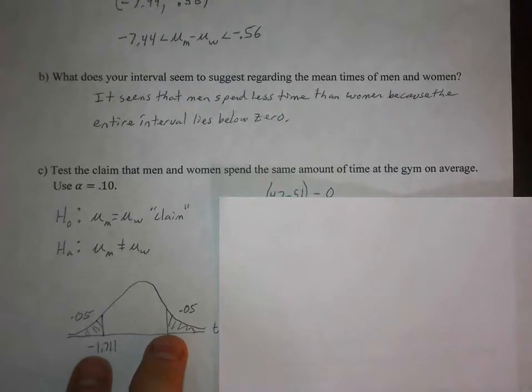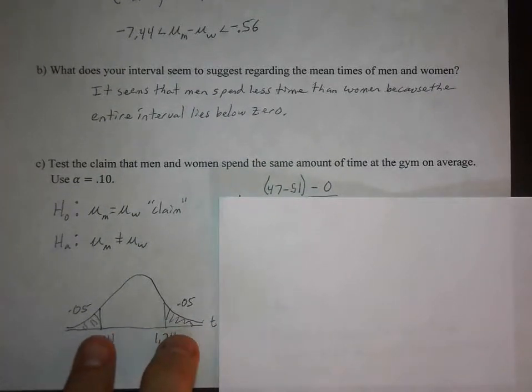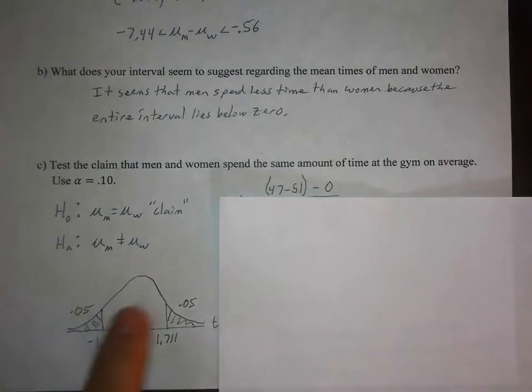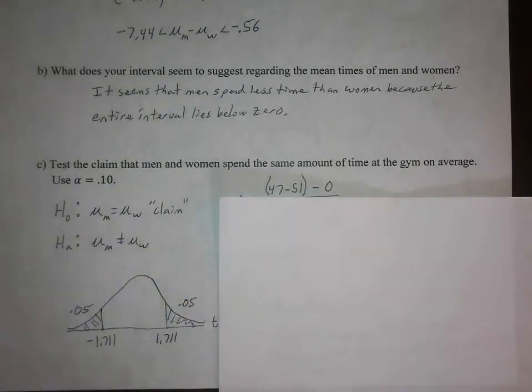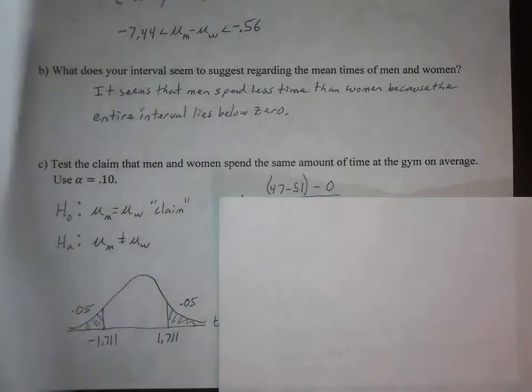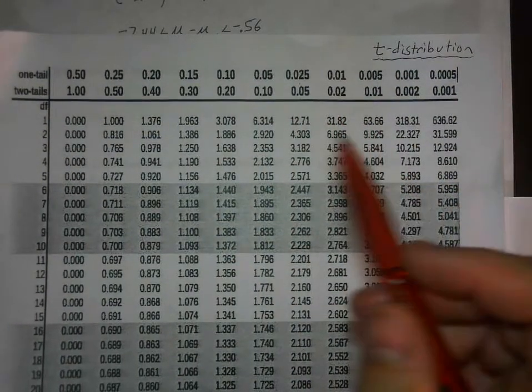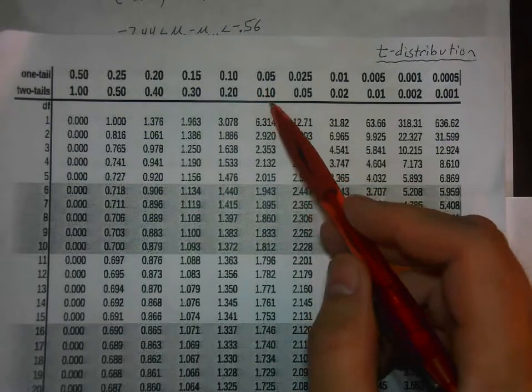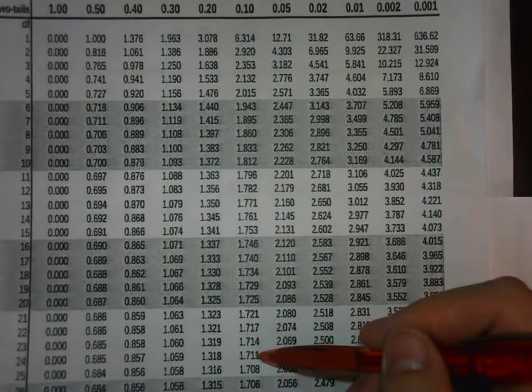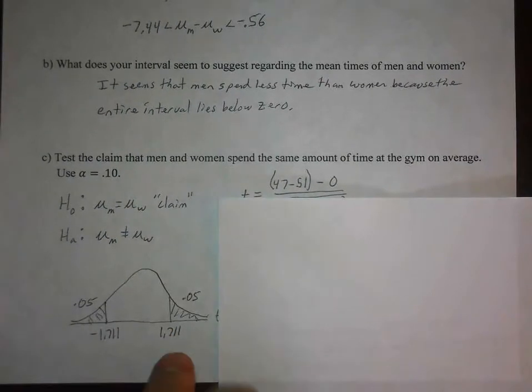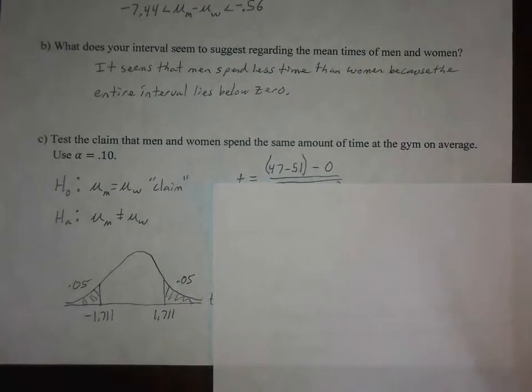So we create a rejection region for H0. So we have our two-tailed test now. Alpha is 0.1, so you divide that by 2 to get 0.05 on each end. So in our t distribution, when we look up 24 degrees of freedom with 0.05 in one tail or 0.10 in two tails, that's 1.711. So we get plus or minus 1.711 for our rejection regions for H0.